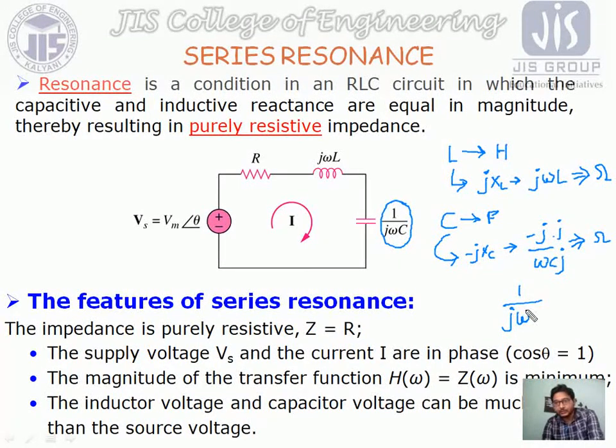So for an inductor, we can write the inductive reactance as j omega L, or for a capacitor, that is 1 by j omega C, or we can write minus j by omega C. Any one we can choose. And the voltage that is given as Vs is equal to Vm angle theta. This is the magnitude Vm, and this is the angle that is given over here.